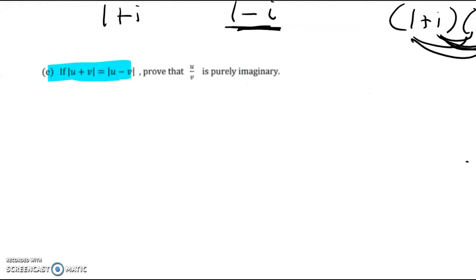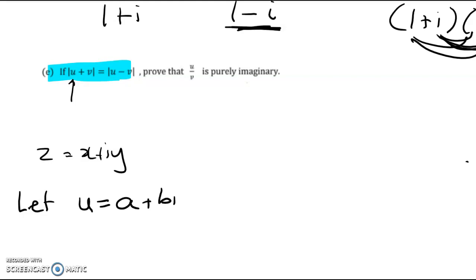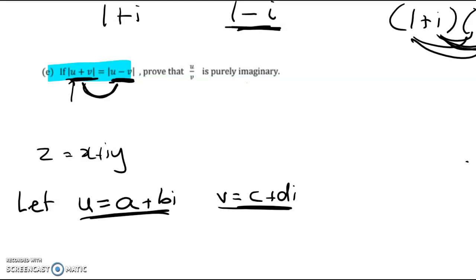So this is a question where I've got two complex numbers that I'm working with, and instead of just doing z, let z equal x plus iy, I'm going to do two versions of that. So I'm going to start by saying let u equal a plus bi, and let v equal c plus di. We're going to manipulate these things, take the magnitude of u plus v and take the magnitude of u minus v. That's going to give us a condition here, and then we're going to do something with u over v.